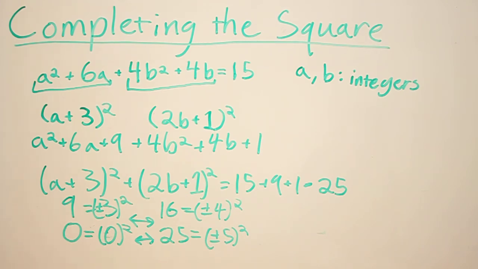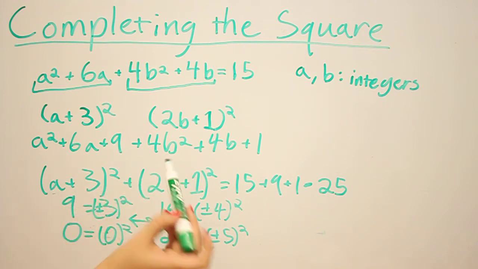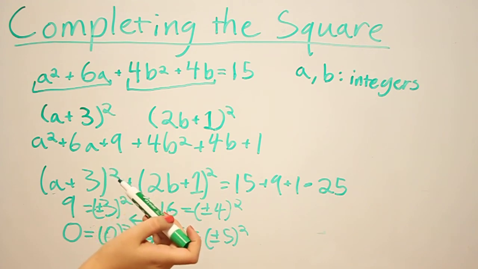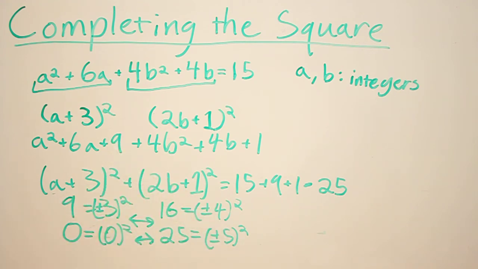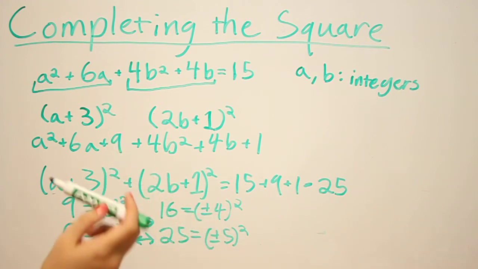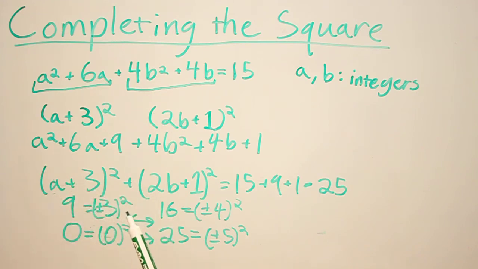Then you could solve for each of these possible values of a plus 3 and 2b plus 1 to find the values of a and b. But to keep to the topic of the video and save time, let's skip actually computing all of this and try a different example of completing the square.